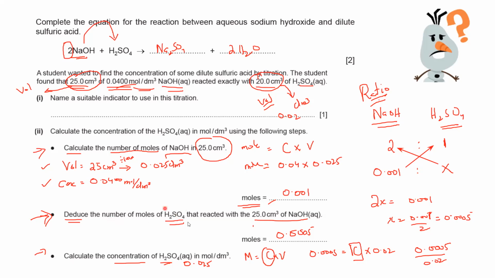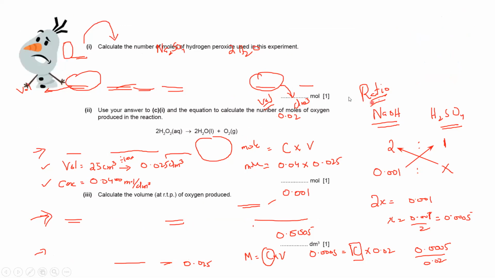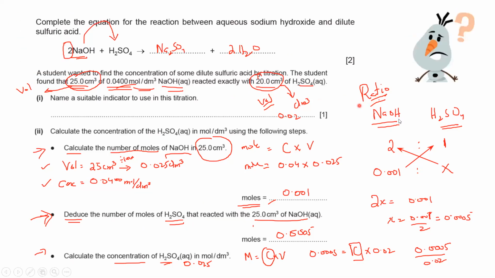Then we need the moles of sulfuric acid. But about the sulfuric acid, the only thing we have is volume. We don't have its concentration, and we need concentration and volume both to get the moles. So we have its volume, that's 20, but we don't have its concentration, so we cannot use a formula. If we cannot use a formula, we can use a ratio.